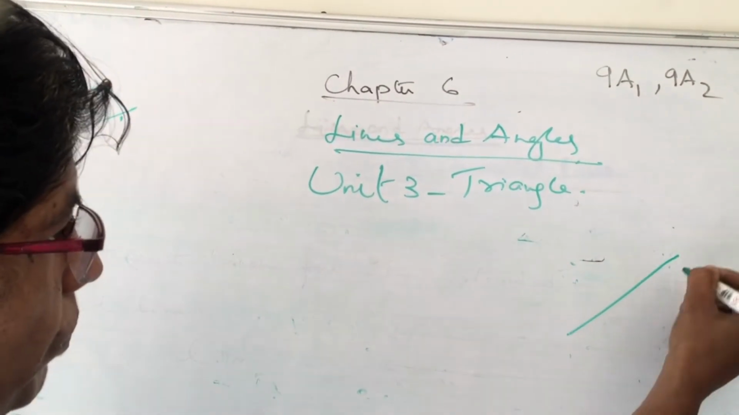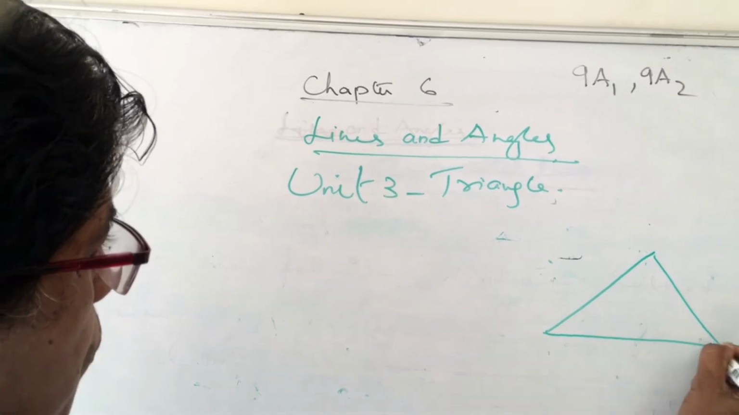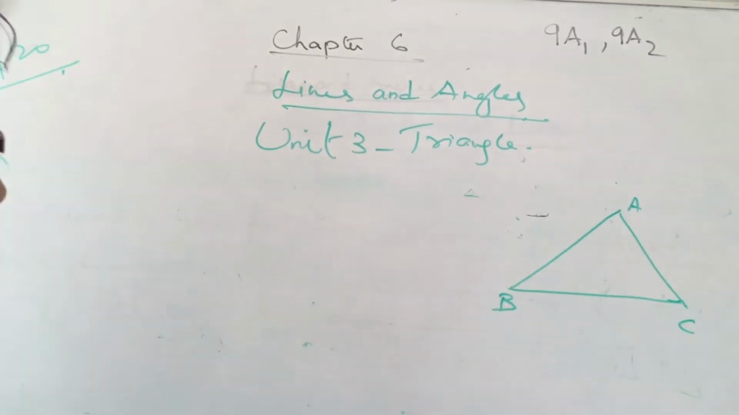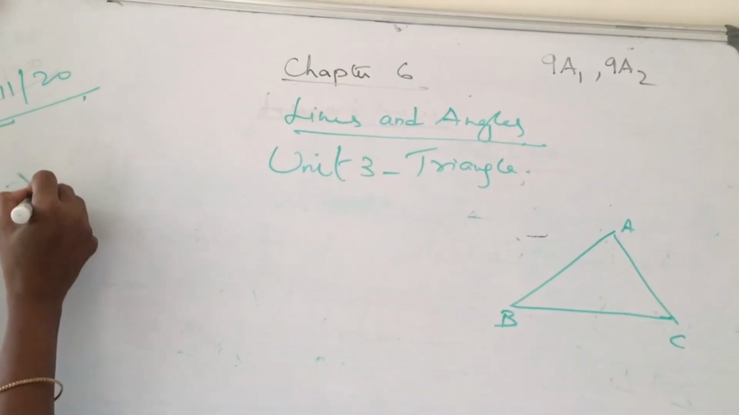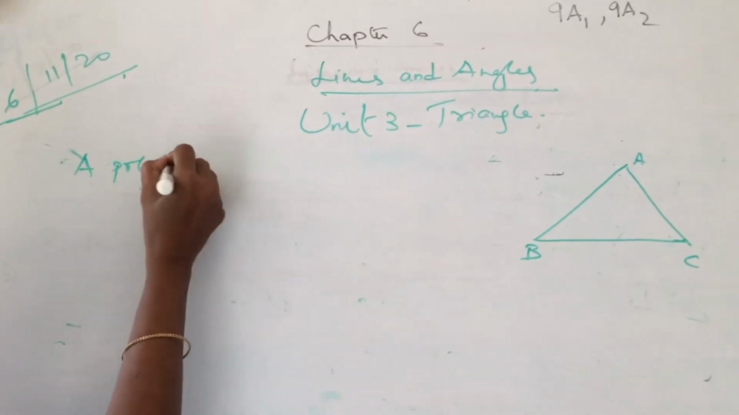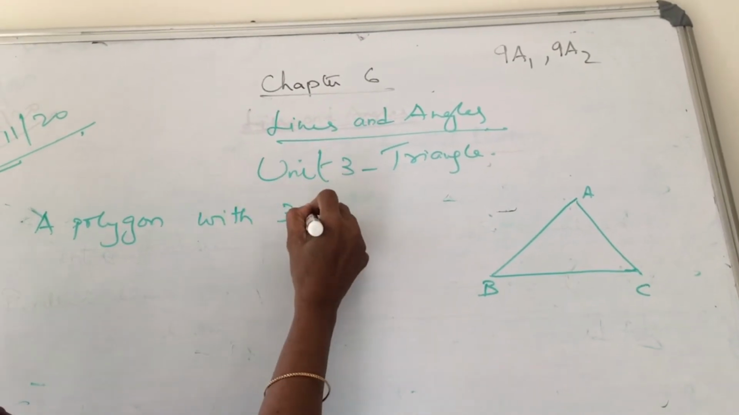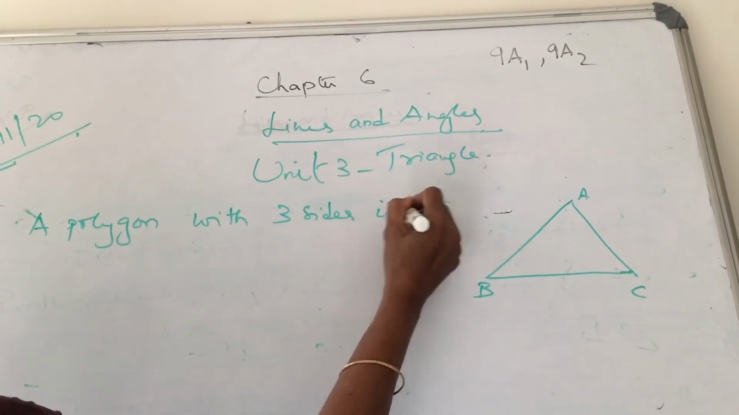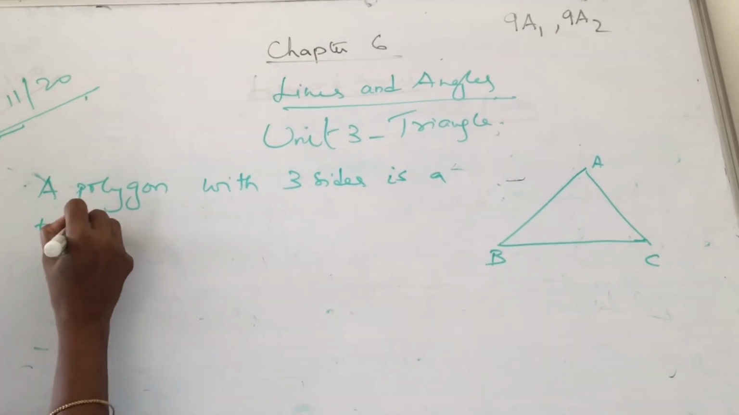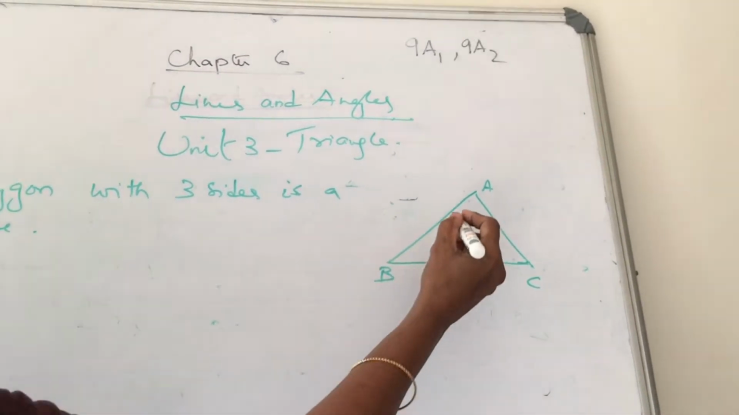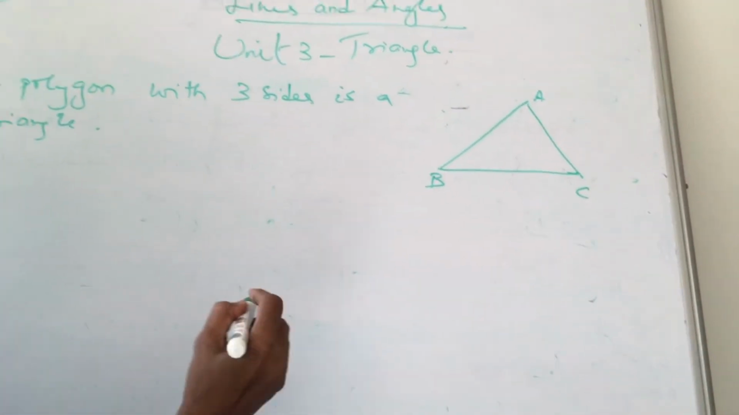Triangle. What's a triangle? A polygon with 3 sides is called a triangle. What's a triangle, girls? A polygon with 3 sides is a triangle. Polygon means a closed figure.